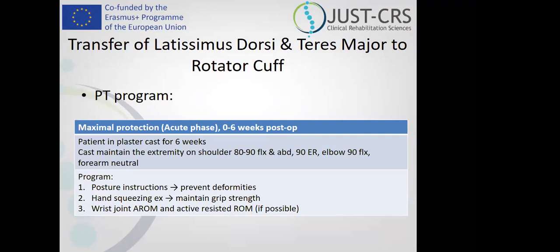The first one is the maximal protection or the acute phase, which is from 0 to 6 weeks post-op. The patient is in a plaster cast for 6 weeks. The cast is to maintain the extremity at shoulder 80 to 90 degree flexion and abduction, 90 degree external rotation, and 90 degree elbow flexion. The forearm is in neutral. The program includes postural instructions to prevent any deformities, hand squeezing exercises to maintain the grip strength, wrist joint active range of motion, and active resisted range of motion if possible.